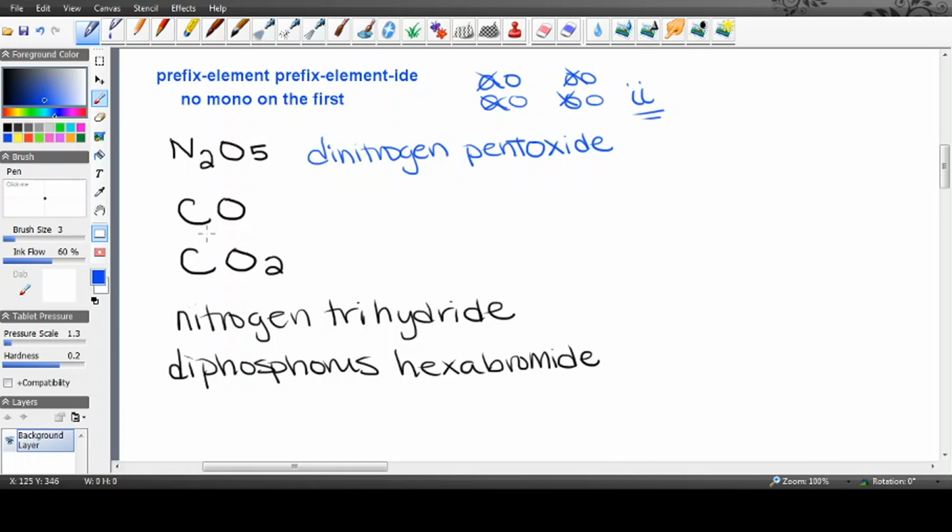Okay, here we go. Naming rule. Prefix for your first element. This is a 1, so we're just not going to use the mono. Carbon. So the mono on the first is understood. We do need the mono on the second. Monoxide. There's that monoxide example where you would not write monoxide. You guys all know this one. Carbon dioxide.